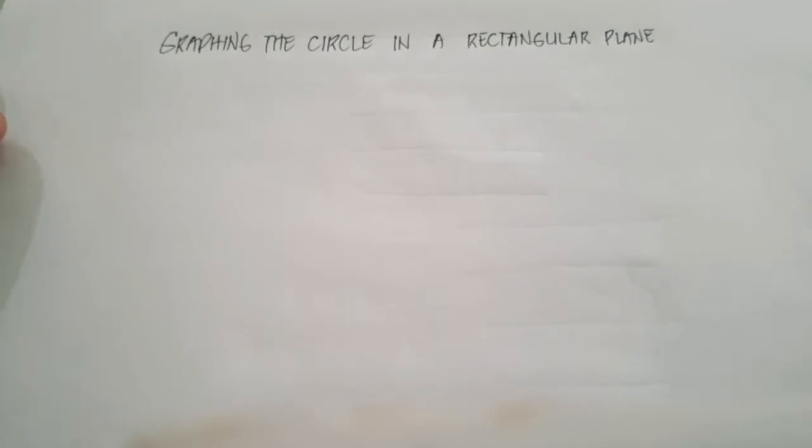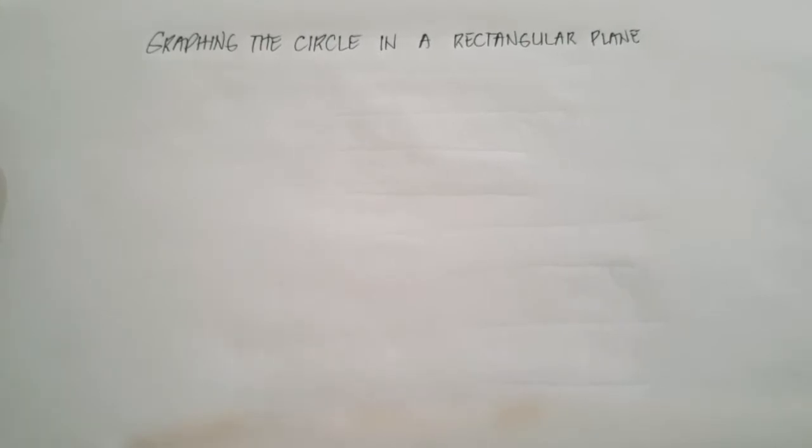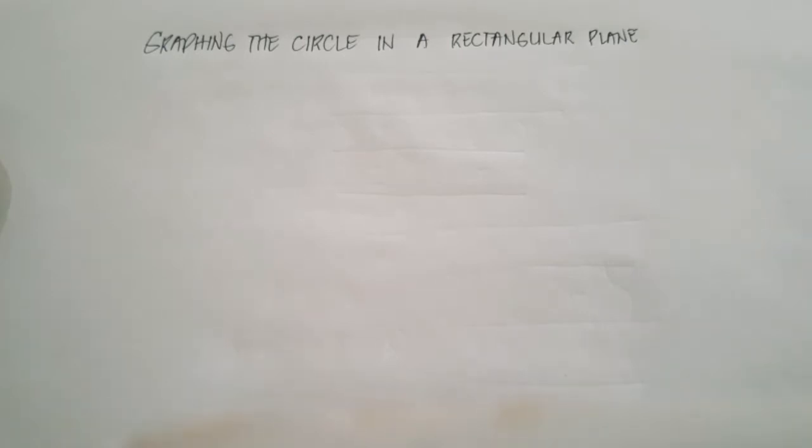Okay, good day everyone. So we have here graphing the circle in a rectangular plane. On our last video, we have learned how to determine the standard form of the equation of the circle given a radius and a point in the circle. So this time we are going to graph the circle in a rectangular plane. So how are we going to graph a circle?